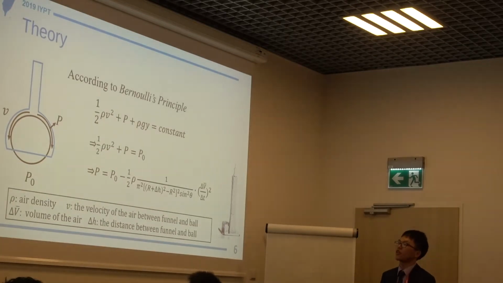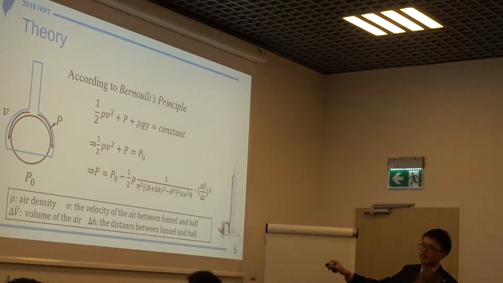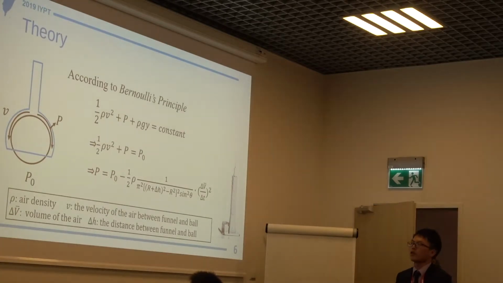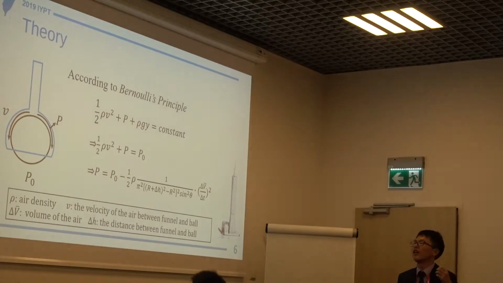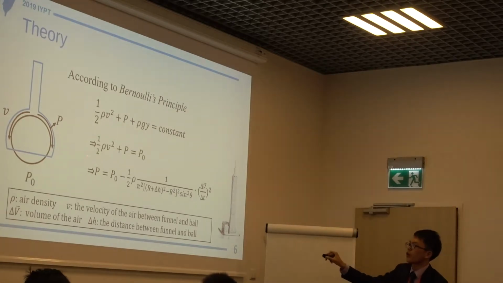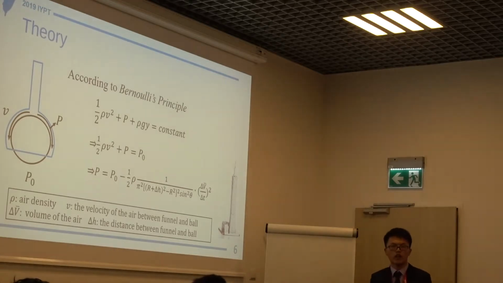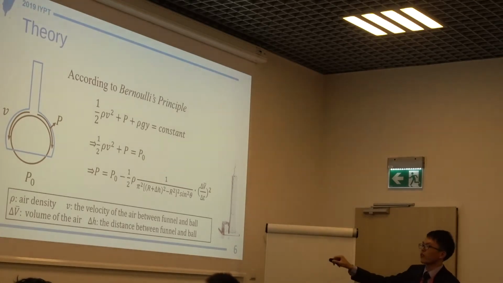According to Bernoulli's equation, 1/2 ρ v² plus the pressure plus ρgy equals a constant, which means that when the velocity becomes bigger, the pressure inside the funnel and bulb becomes smaller. So due to the pressure difference between the pressure inside the funnel and outside the funnel, the pressure difference is what mainly causes the bulb to be picked up. And by this equation, we can get P, which is the pressure inside the funnel and the bulb. In our previous slide, we calculated the velocity of the air between the funnel and the bulb. We can apply this into this formula, then we can get the final equation of the pressure inside the funnel and the bulb.